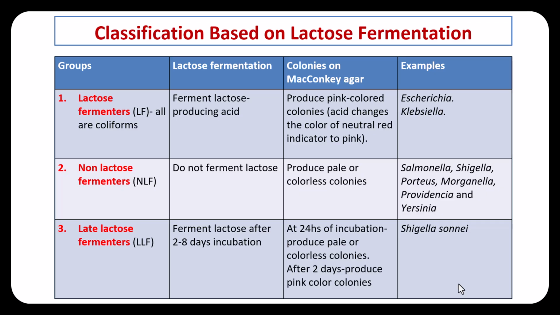The second group is the non-lactose fermenter bacteria. They don't ferment the lactose, and the colony of this group appears colorless, like Salmonella, Shigella, and Proteus. The third group is the late lactose fermenter, like Shigella sonnei. They ferment the lactose, but the fermentation is slow. It requires more time to ferment the lactose. For example, after 2 days they may produce a pink colony.